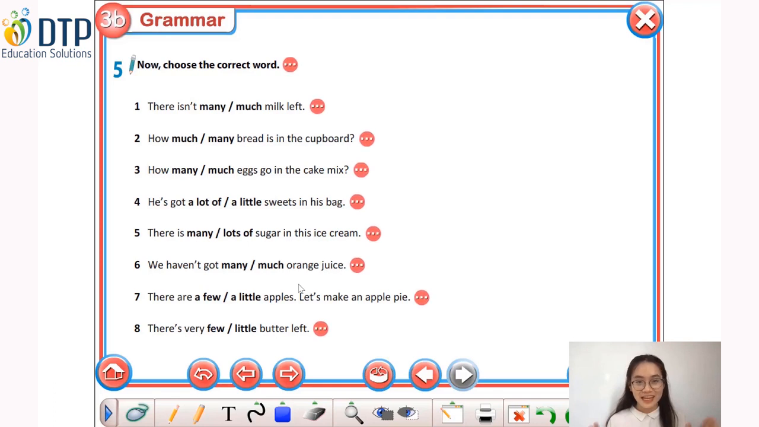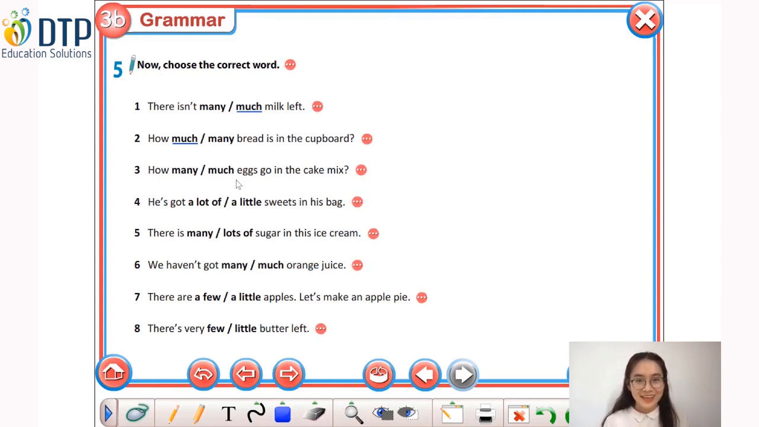Have you finished? Let's check it out. Number 2. The noun here is red, which is uncountable. And this is also a question. So, should we use much or many before the uncountable noun here? Perfect. We use much in this question. Very good. Number 3.